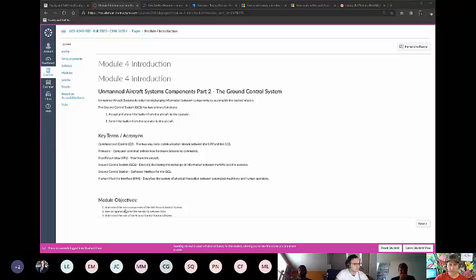So our objectives are to understand the main components of a ground control system, gain an appreciation for the variability of GCSs because they vary greatly, and then understand the role of the ground control station or the software. So what is the difference between sort of the hardware and the software?